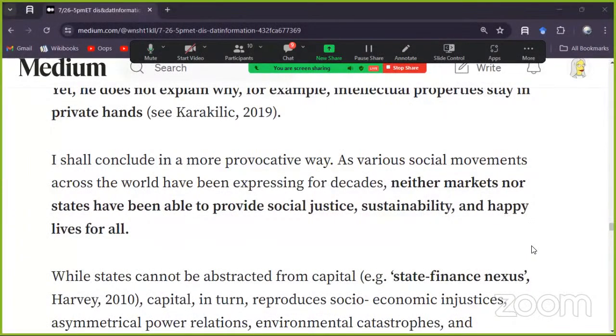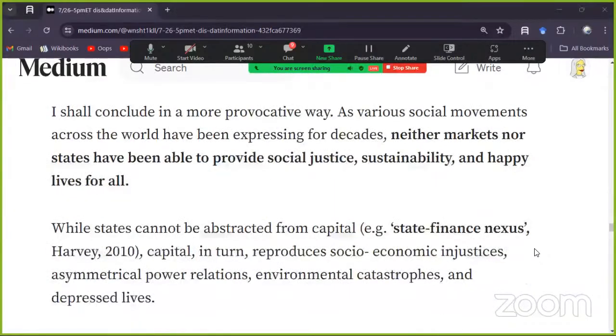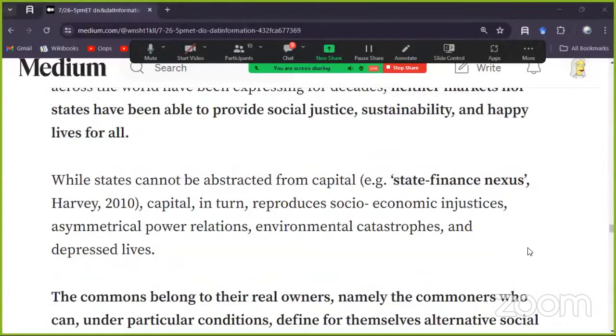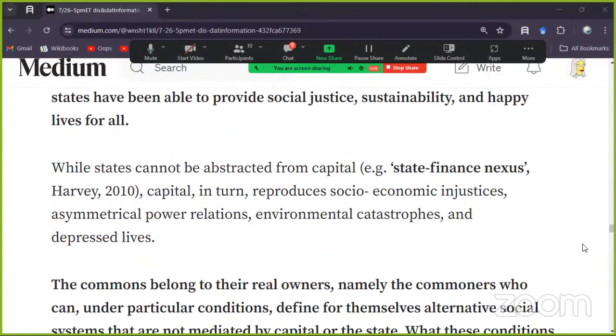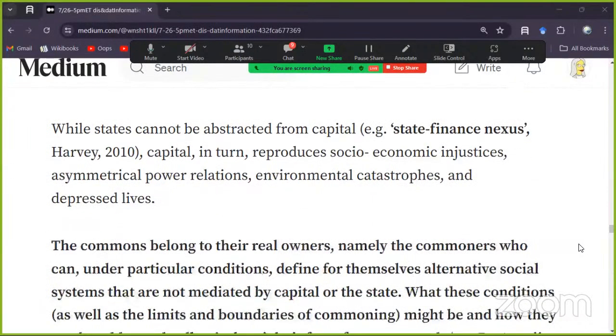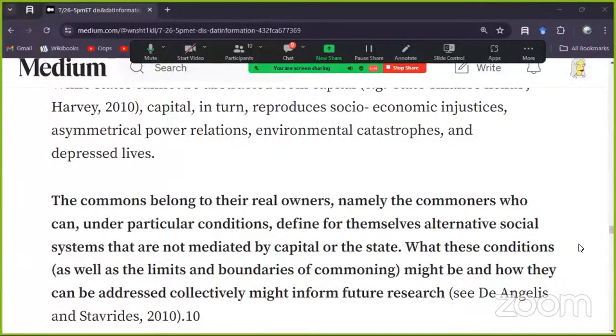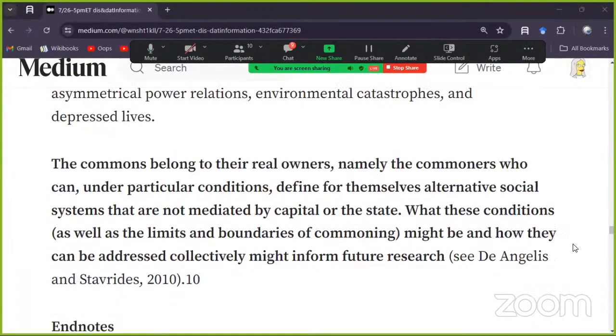As various social movements across the world have been expressing for decades, neither markets nor states have been able to provide social justice, sustainability, and happy lives for all. While states cannot be abstracted from capital, that is, this is the so-called state-finance nexus, capital in turn reproduces socioeconomic injustices, asymmetrical power relations, environmental catastrophes, and depressed lives. The commons belong to their real owners, namely the commoners, who can, under particular conditions, define for themselves alternative social systems that are not mediated by capital or the state. What these conditions, as well as the limits and boundaries of commoning, might be and how they can be addressed collectively might inform future research. So that's the little article.